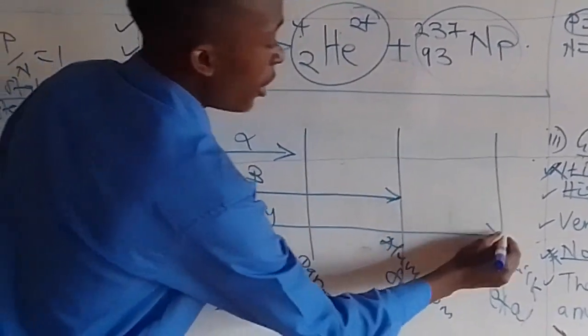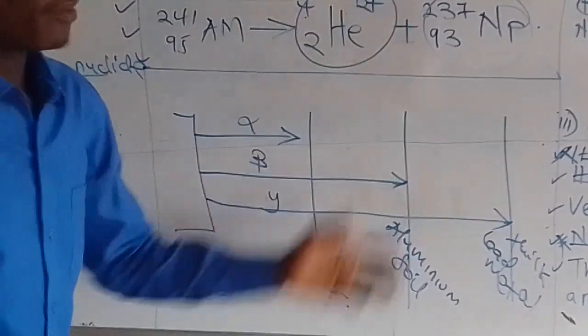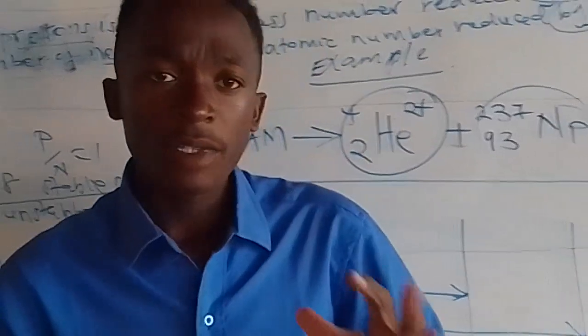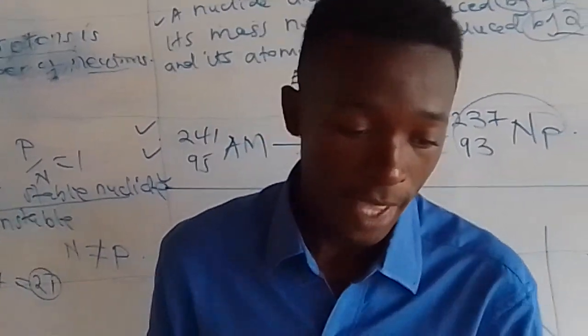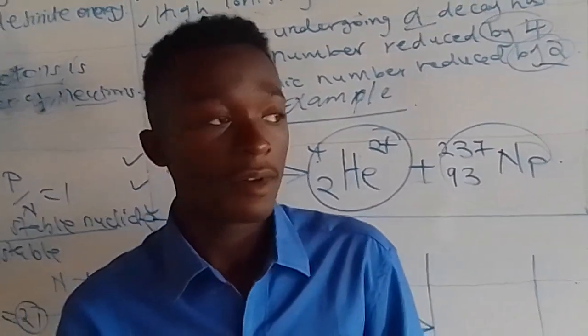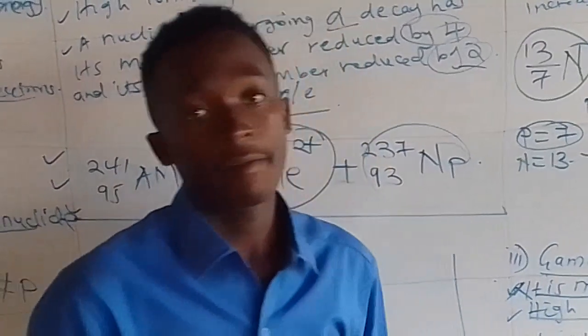So that is all we have to know about the rays, the alpha, the beta, and the gamma. Next we shall be looking at the real radioactive decay. We shall be looking at what we call the half-life, the time taken for this to be converted to this one.